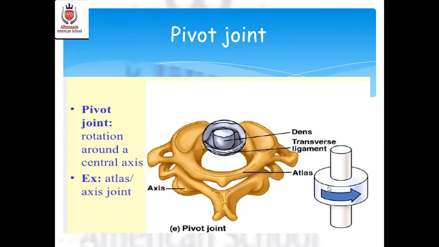The second type of synovial joint is the pivot joint. This joint has the ability to rotate around its central axis. The commonest example of it is the atlas joint, or the joints in our backbone, the vertebral column.